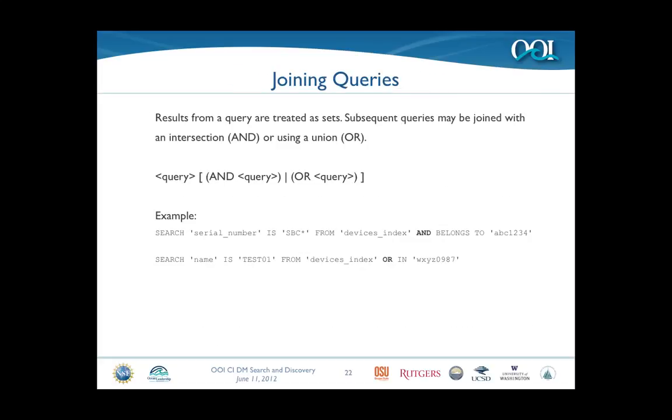So joining the queries, it's not like a SQL join, it's more of a set operation. So and is the intersection and or is the union. An example is provided.